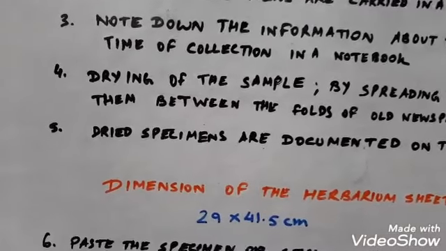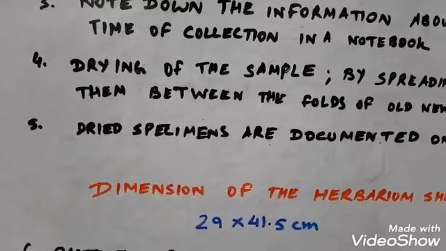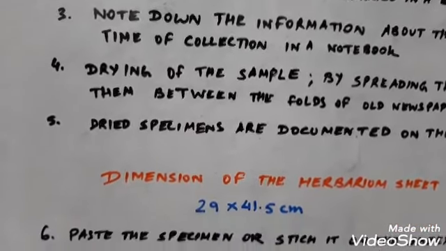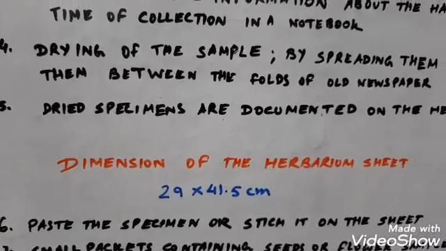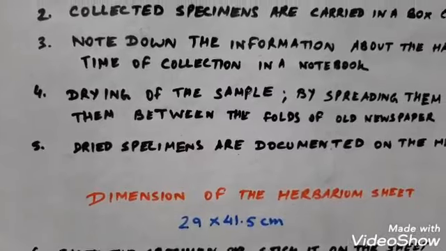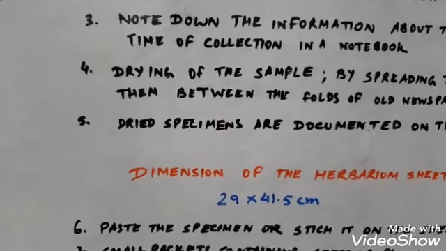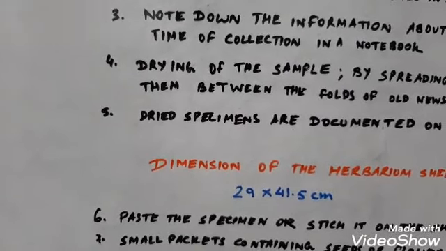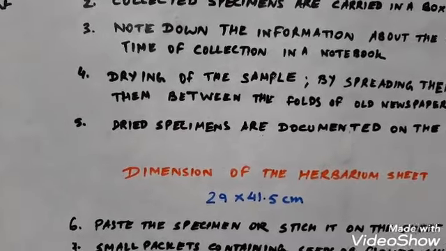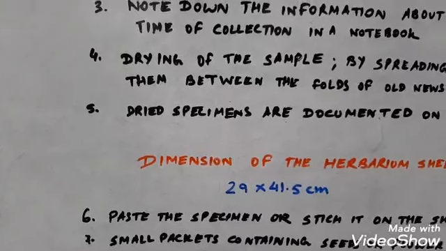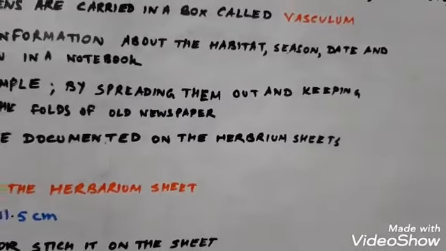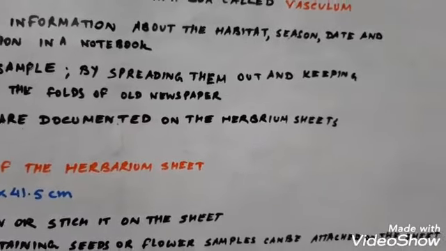The dimension should be 29 into 41.5 centimeters. Now you can paste the specimen with the help of glue, or you can stitch the plant on the sheet of paper by using small thread and a needle. Then you can also preserve the flowers and the seeds of the plant by using a small packet. So small packets containing seeds or flower samples can be attached on the sheet as well.